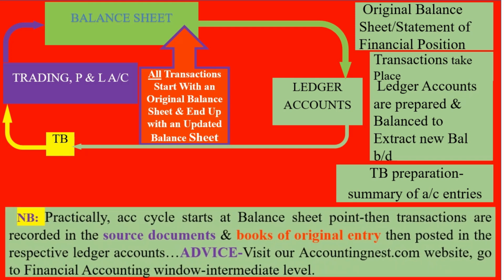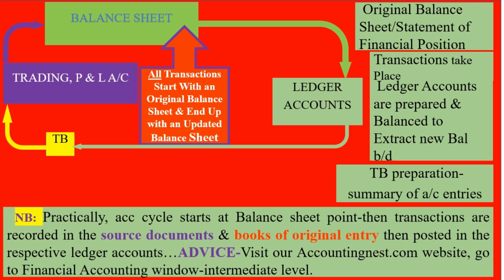But before we go very far, I want you to note the following, that practically, the accounting cycle starts at the balance sheet point. Then transactions are normally recorded in the source documents. Then from the source document, the information is transferred to books of original entry. Assignment number 2, we talk of transfer of information from the source document to the books of original entry, but not posting. Why? Out of curiosity, can you find out?